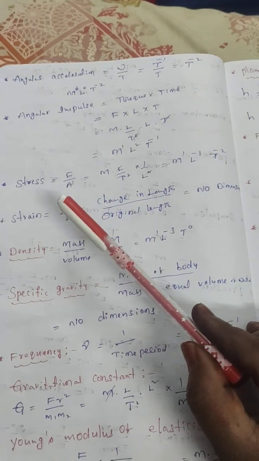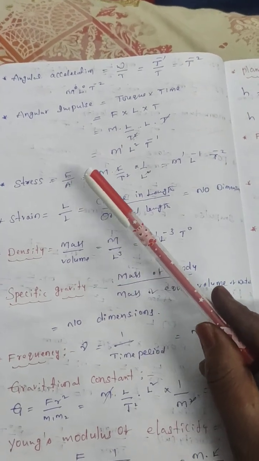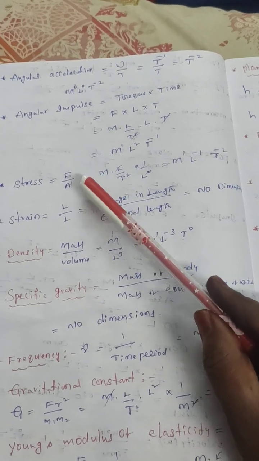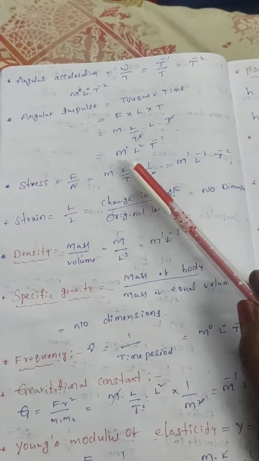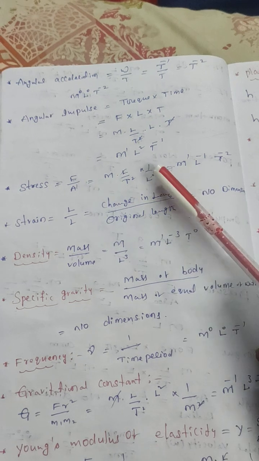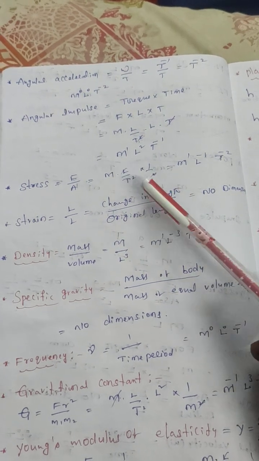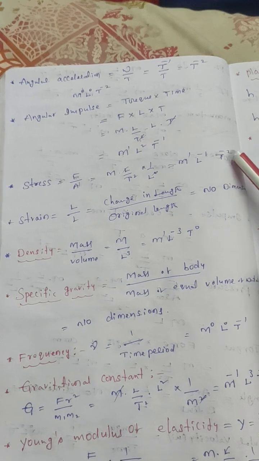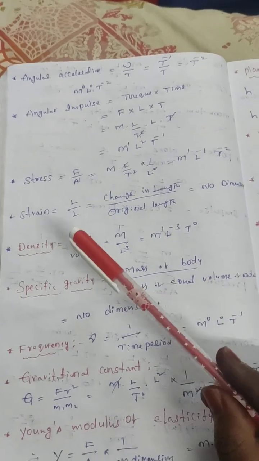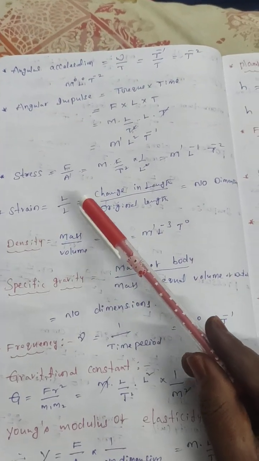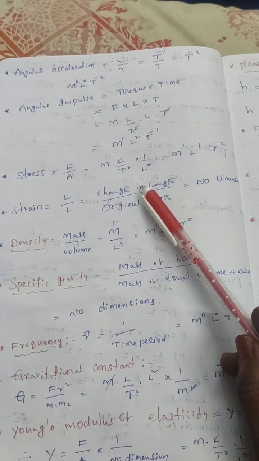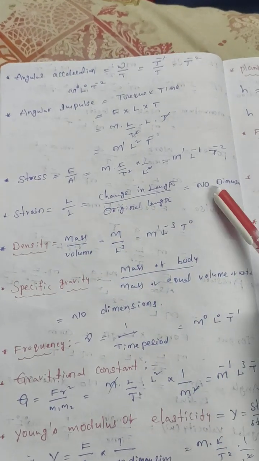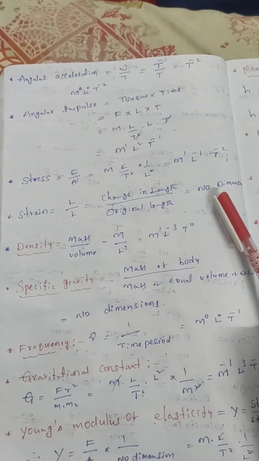Stress. Stress, pressure same only. Stress is force per unit area, normal force per unit area. Force m into L by t square. Area is L square. L gets cancelled. M power 1 L power minus 1 t power minus 2. This is the stress. Strain means length by length, that means change in length by original length. Length gets cancelled. It doesn't have any dimensions.